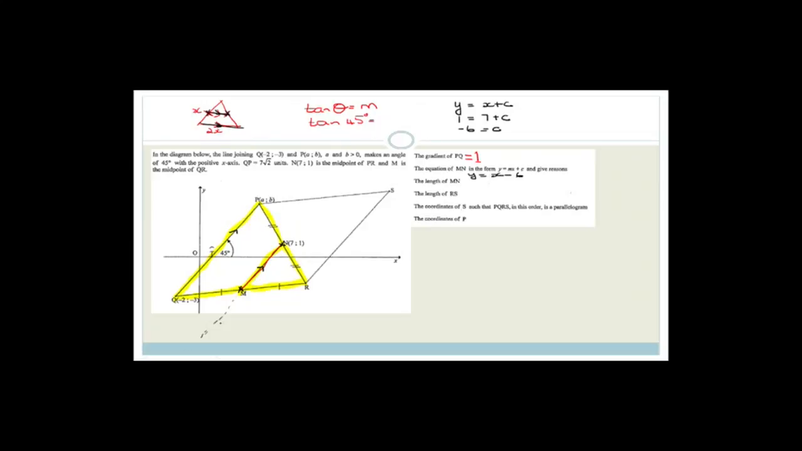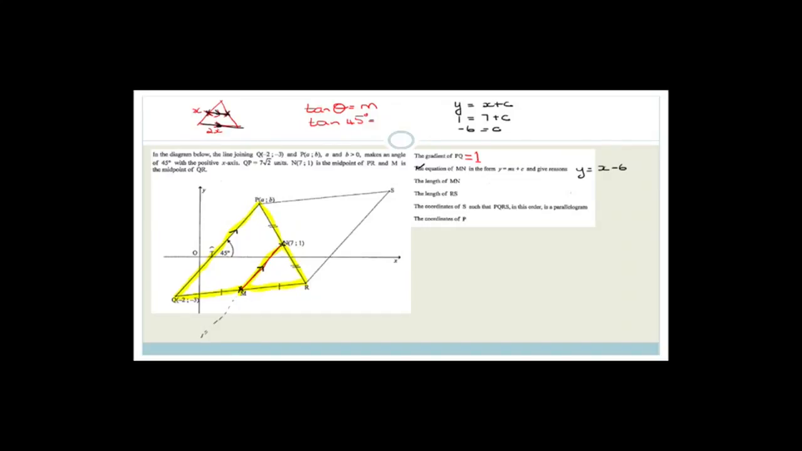Okay, so that's the equation there. In fact, I'm not going to write it there. I'm going to write it next to it so we don't get confused. Okay, y is equal to x minus 6. Okay, so now we've done that one. Now they want the length of MN.